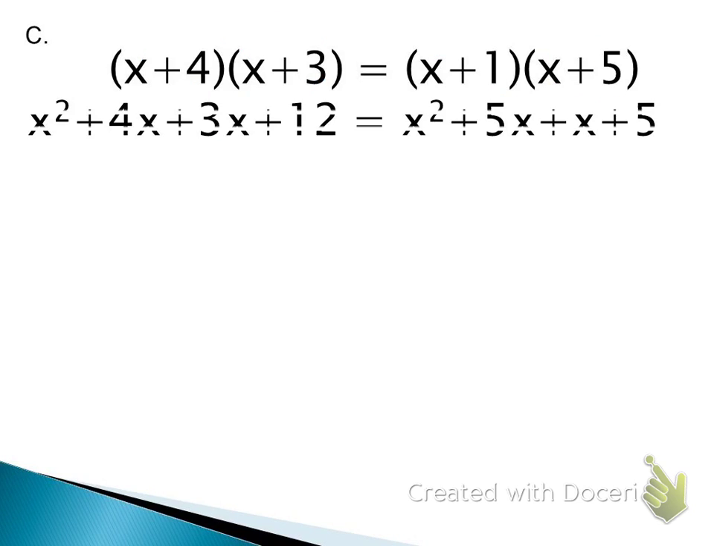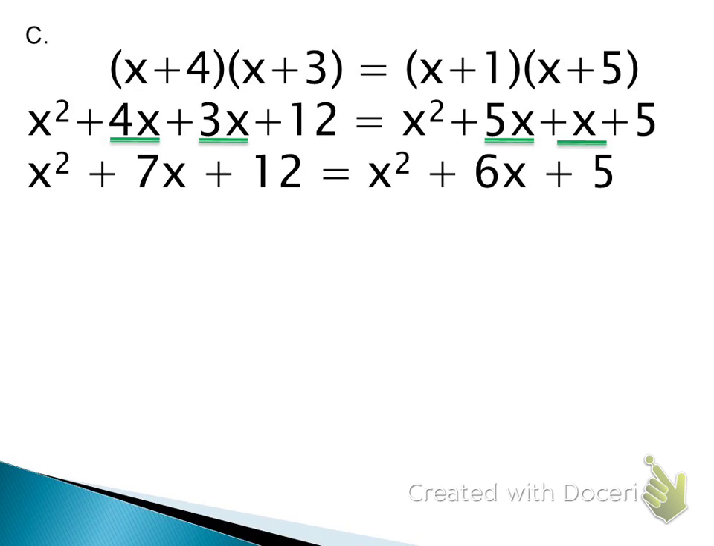All right, so up front, it's going to look like this. We have x squared, we have plus 4x, we have plus 3x, plus 12, equals x squared plus 5x plus x plus 5. What do I do with the like terms? Combine them. So up front, what's 4x plus 3x? So that middle term turns into a 7x. In the back, we get a 6x. Very good.